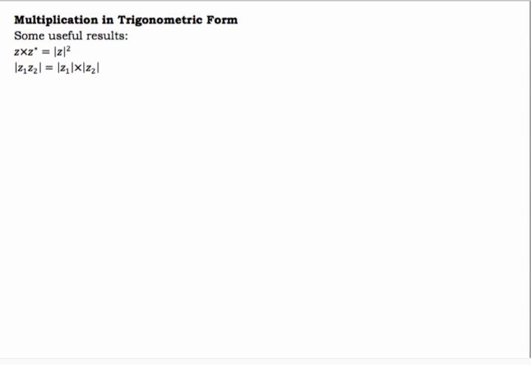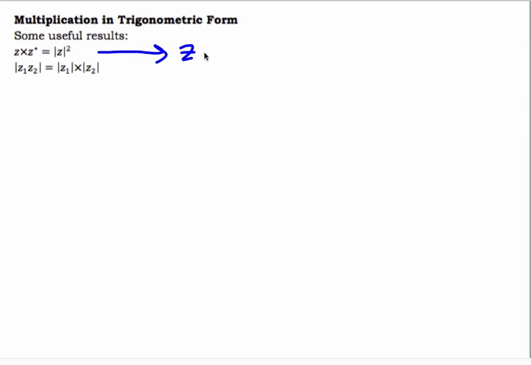Okay, next couple of useful things or identities involving modulus. So here, if you multiply a complex number by its conjugate, it's the same as squaring the modulus. So let's prove that one first.